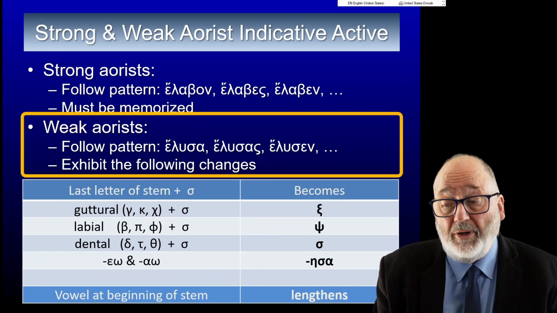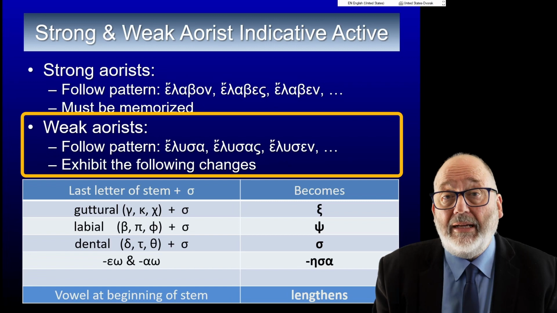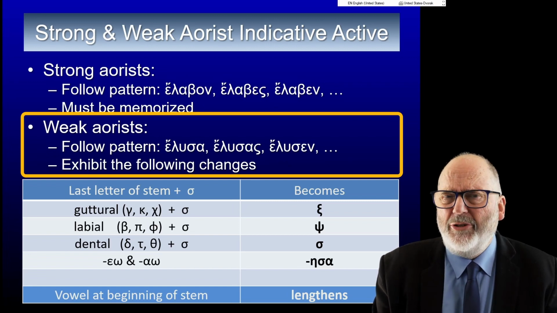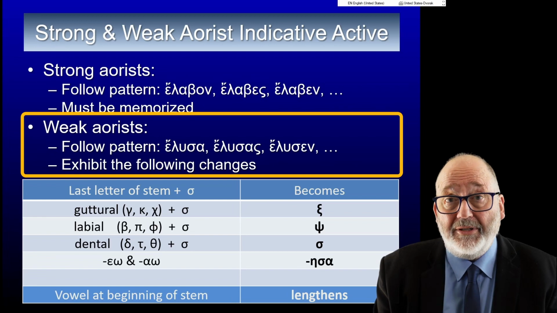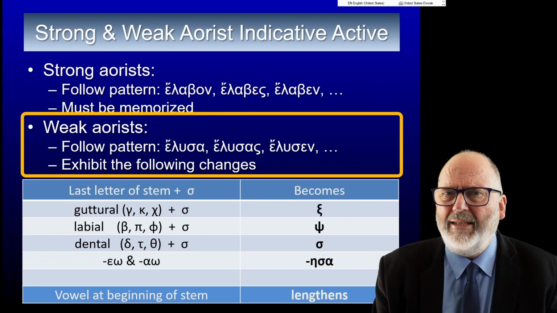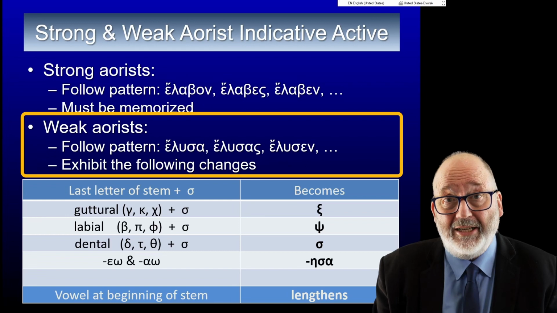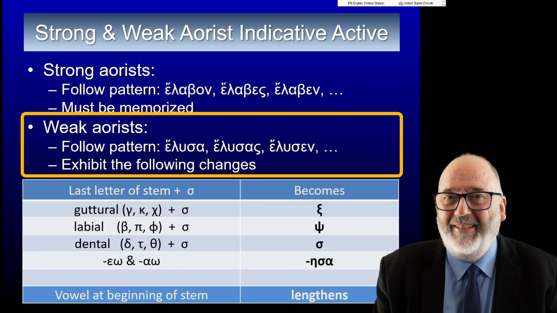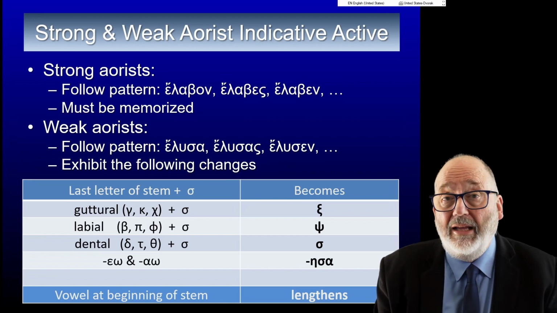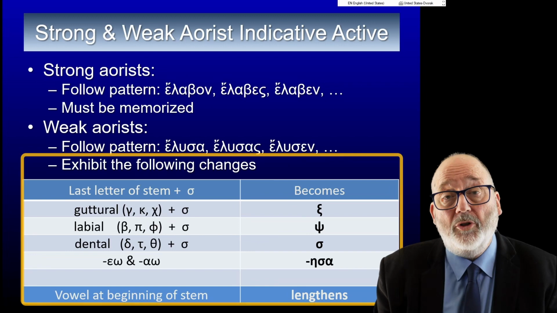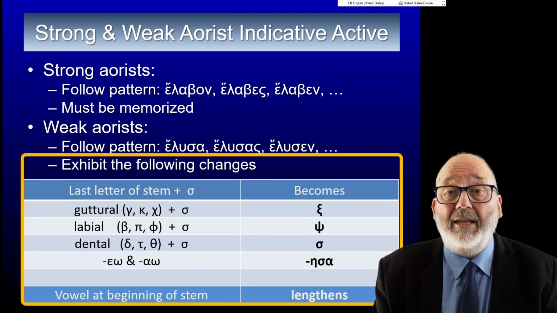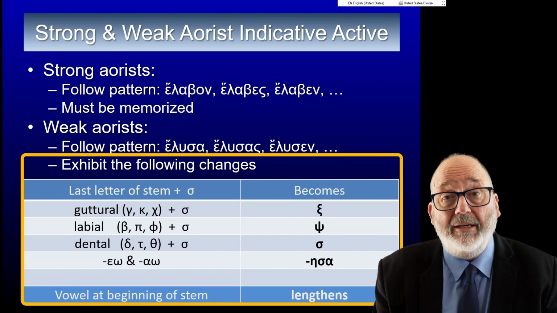So with the weak aorists, what we have is they follow a pattern: elusa, elusas, elusen. That's usually a good indication of what a weak aorist is, although I should probably mention in passing that there are some exceptions in the New Testament where a strong aorist verb actually uses a weak aorist ending. They're actually not so bad when you meet them. So with the weak aorist, they follow the pattern elusa, elusas, elusen, and they do exhibit predictable changes. It's just a matter of keeping the changes that can happen to weak aorists in mind when you meet one of these verbs in the New Testament.